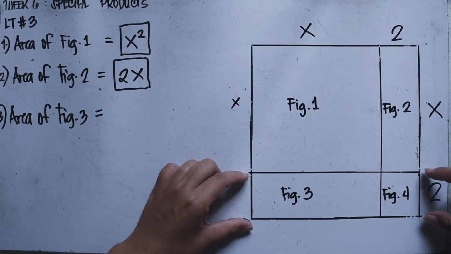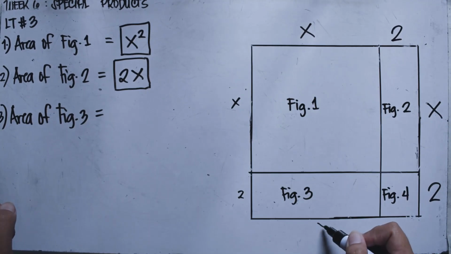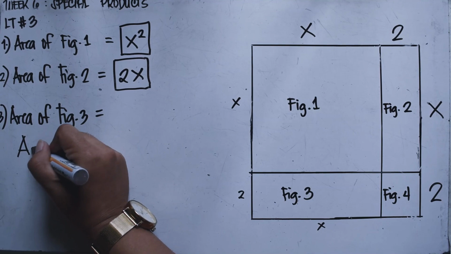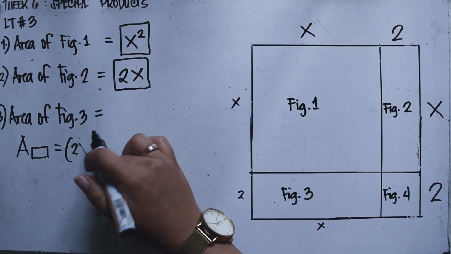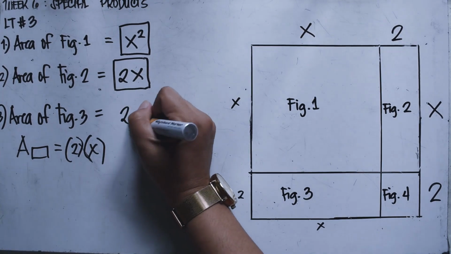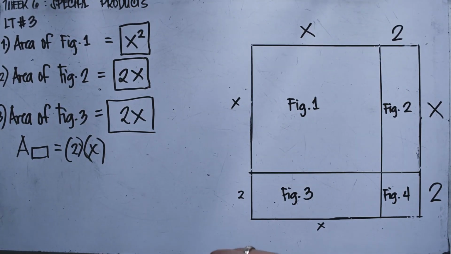So ang haba nito, pansin niyo ito, 'di ba katapat? So 2. Ang haba naman nito, kung mapapansin niyo, opposite siya sa x. So x din. So therefore, ang area ng figure 3 is also a rectangle. So alam nating 2 times x pa rin, 'di ba? 2 times x or simply napakadaling 2x pa din. So ito na po agad yung final answer sa number 3. So 2x pa din kasi ito yung hinahanap natin. Nakuha. So ang basic, 'di ba?